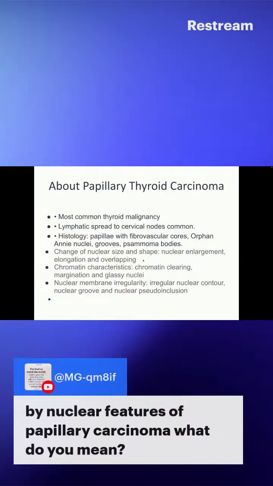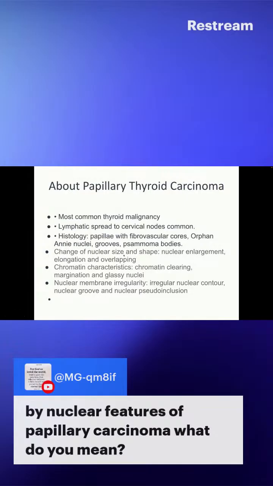Okay, so papillary thyroid carcinoma is the most common thyroid malignancy. And it's really good that it is the most common because the survival rate is very high. Most of the patients, unfortunately, present with lymphatic spread, but it's okay because it doesn't even affect the survival. So that's really good. Histology: you can see papillae with fibrovascular cores, orphan Annie nuclei, grooves, and psammoma bodies.